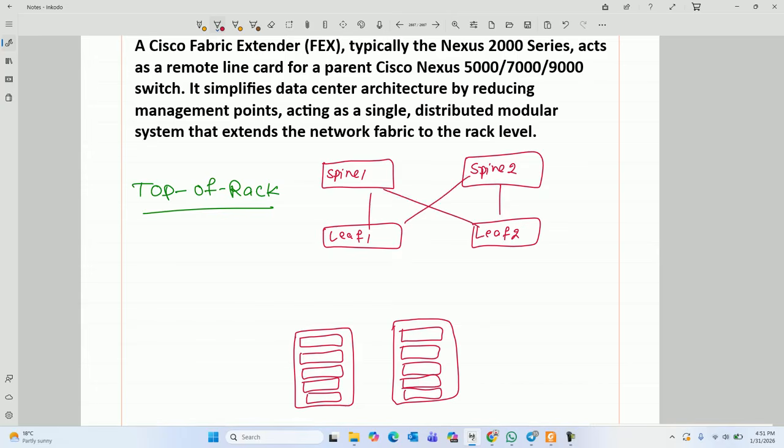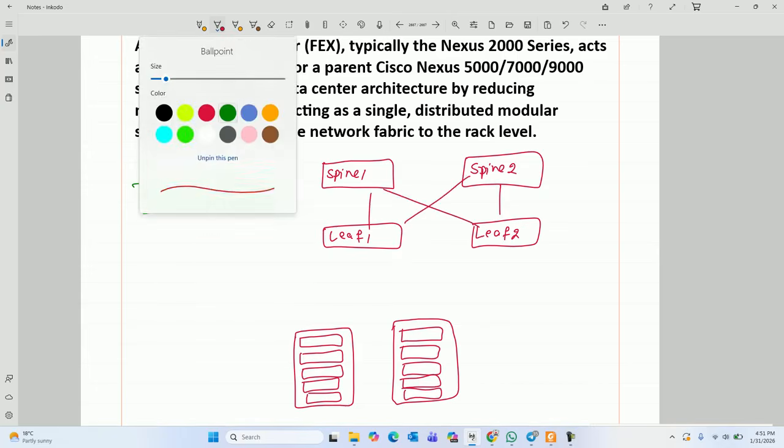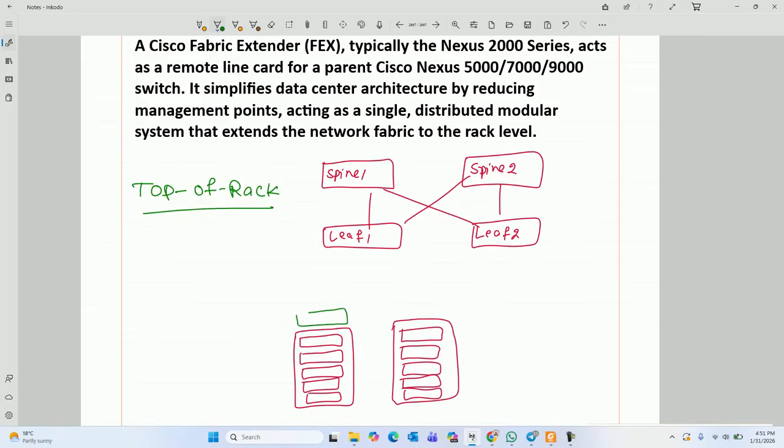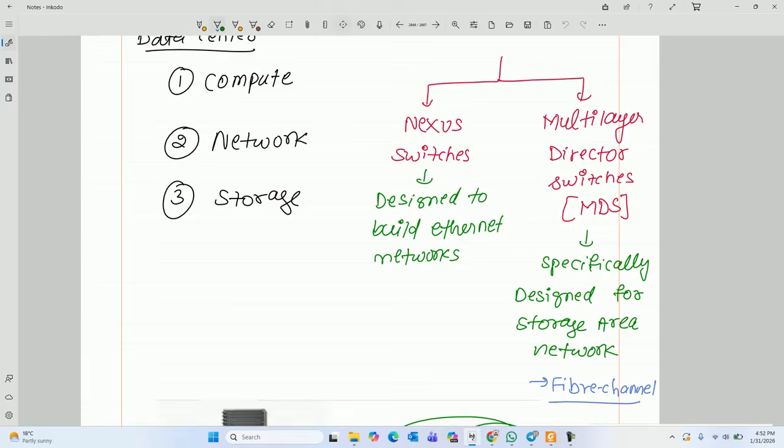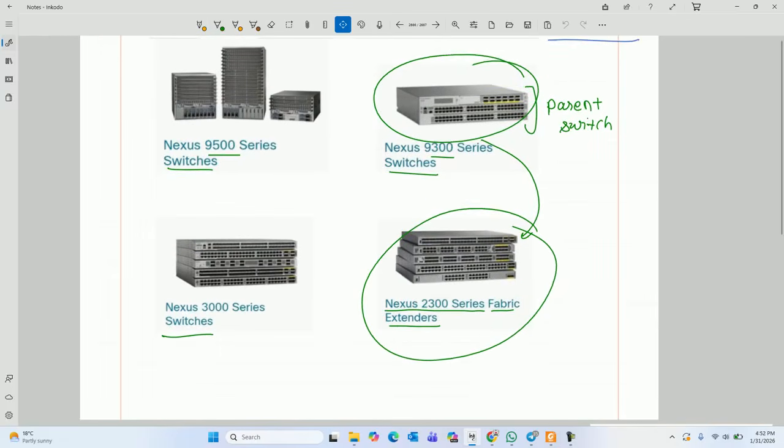It's not possible to connect all the servers directly to the leaf switch due to the cable length, and it's also going to make it complex. So we have designed the concept of a top of rack switch. We will have a switch on top of the rack, and all the servers will be connected to it. First of all, it will simplify the cabling. Second, the top of rack is connected to the leaf, so you are not consuming all the interfaces of the leaf switches. That's the idea behind the fabric extender, and that's why we call them fabric extenders, not switches, because they don't have the functionality of a switch.